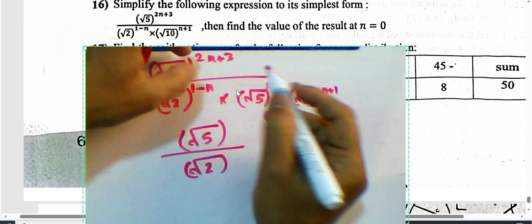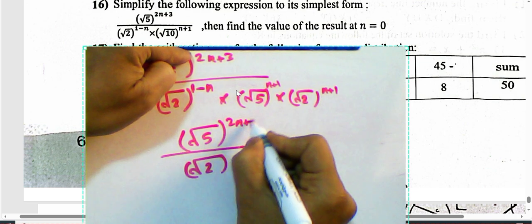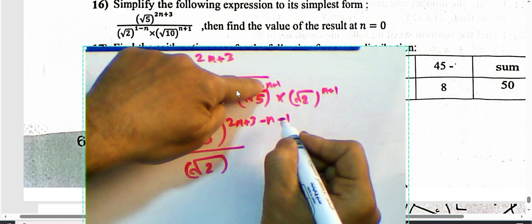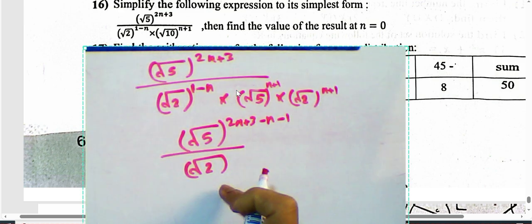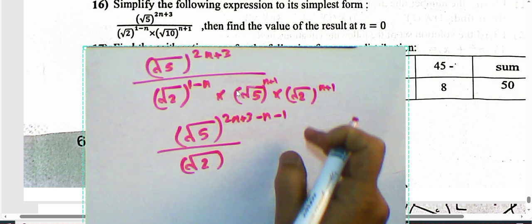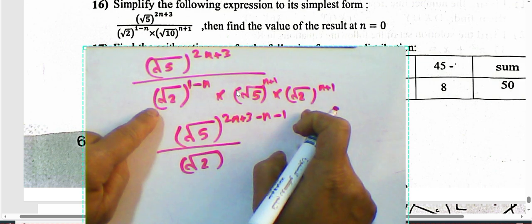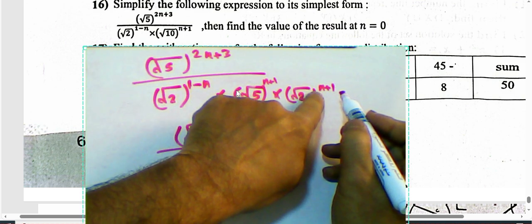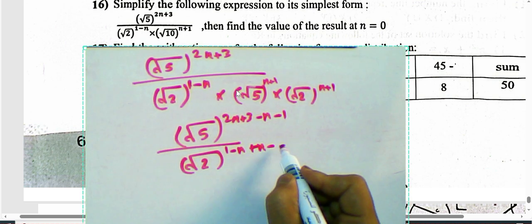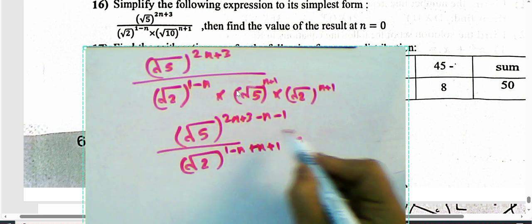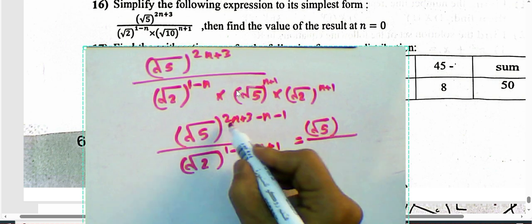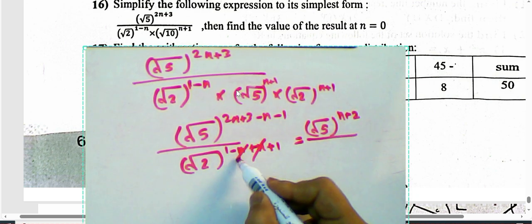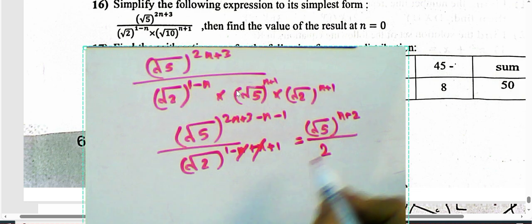And then here we can find the difference between the two powers, 2n plus 3, and here root 5 subtract n, subtract 1. Find the difference between the two powers here. But for root 2 in the numerator, we can collect the two powers because we multiply with the same base. You can write 1 minus n, and here positive n plus 1. Positive n plus 1. You can simplify this. Root 5, 2n minus n equals n, and 3 minus 1 equals 2. And down we can cancel this. 1 and 1 equal 2. Root 2 power 2 equals 2.